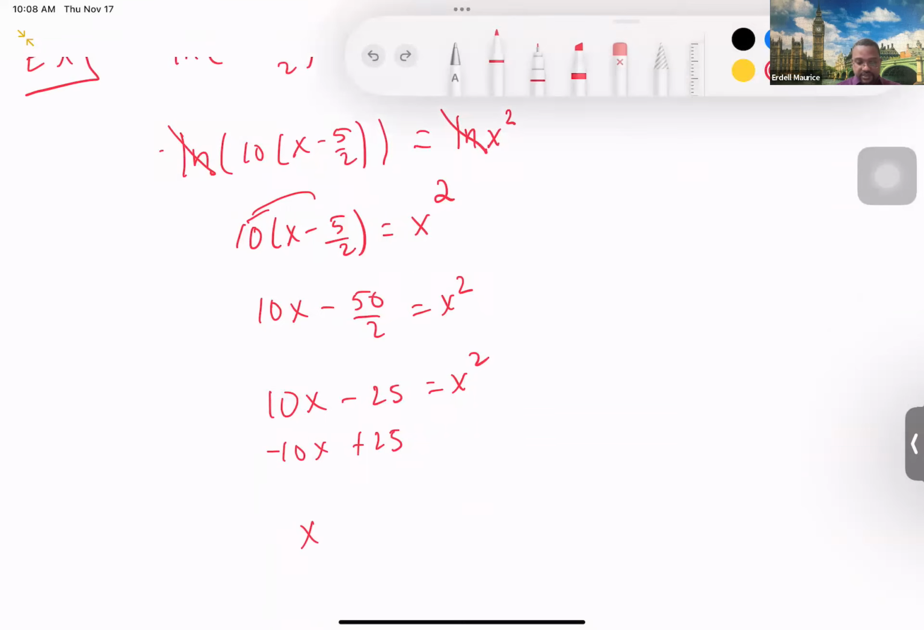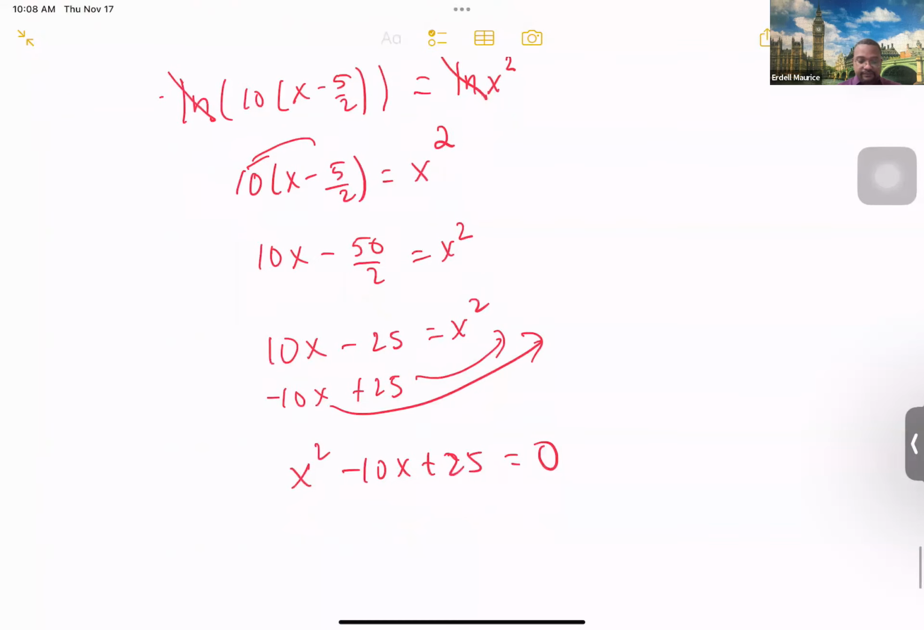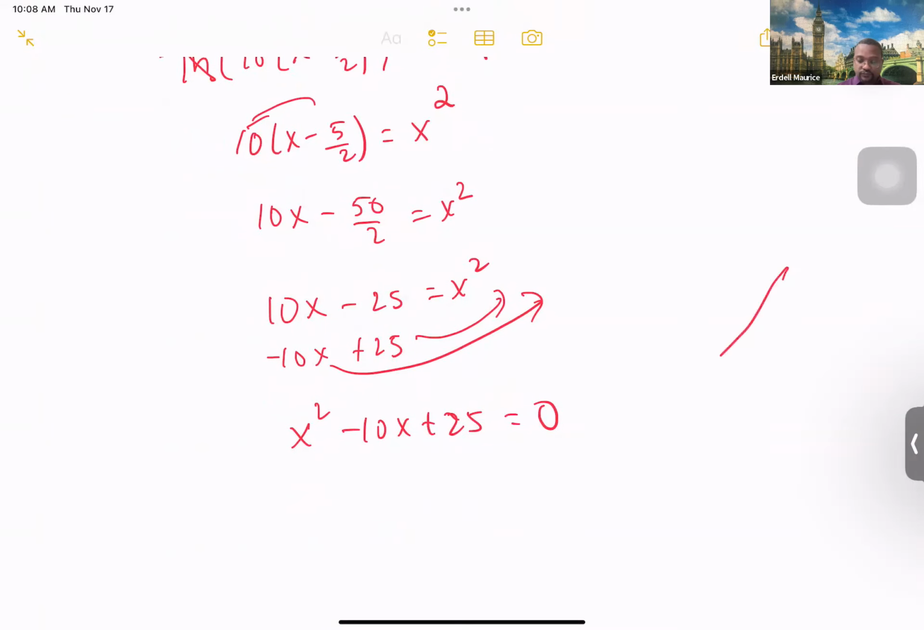That's going to be x squared minus 10x plus 25 equals 0. When I move everything over, nothing gets left over here. And then I need to factor this thing right here.